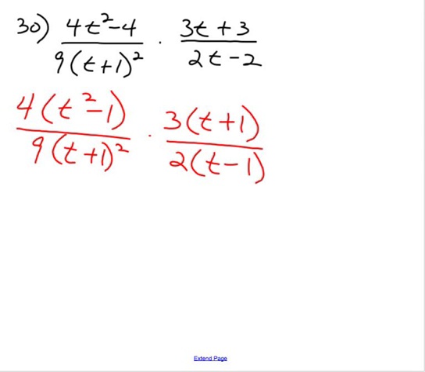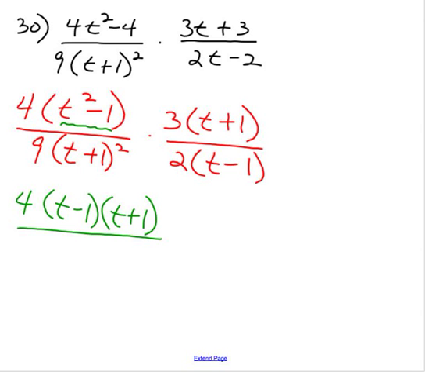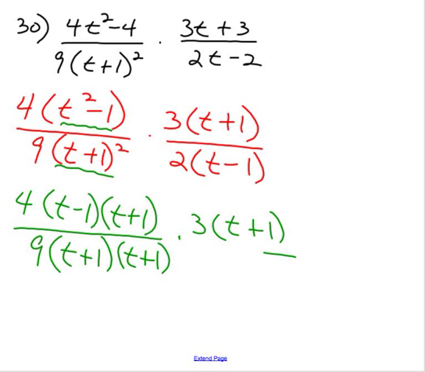Now that I have taken all my GCFs, I will look if there are any factor patterns. I notice in this parenthesis, t squared minus 1, that's a difference of 2 squares. I'm going to factor that using that factor pattern, which means I can rewrite it as t minus 1 times t plus 1. In my denominator, I see the quantity t plus 1 squared, so I'm going to write it as t plus 1 times t plus 1, 2 of those terms. In my second fraction, there's nothing else to factor. We took care of everything when we did the GCFs.